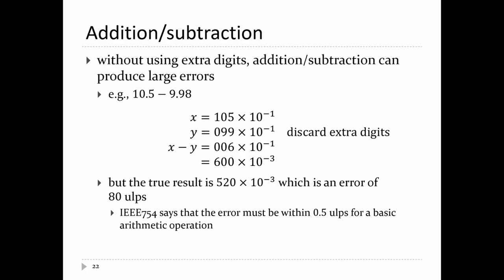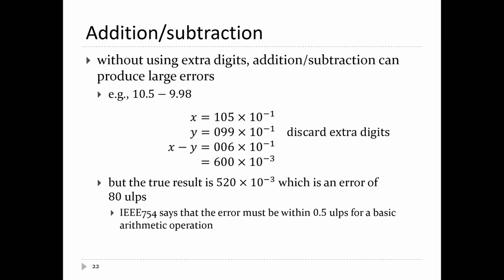So notice we're in a strange situation here. I can write down the true answer in our floating point format without losing any precision, but I can't compute this value here to get the true answer. When I compute it, I get 600 times 10 to the minus 3. If you subtract 600 times 10 to the minus 3 from the true value, you get minus 80. Take its absolute value, that's 80. And so the error between that number there and that number there is 80 ULPs.